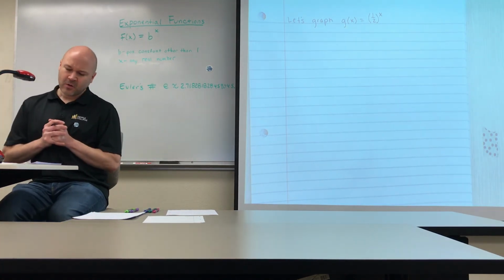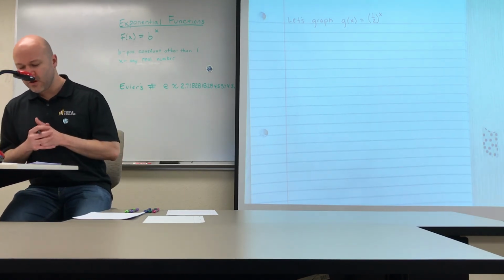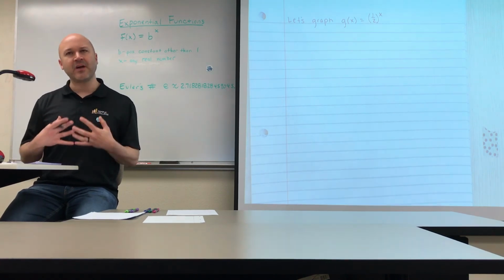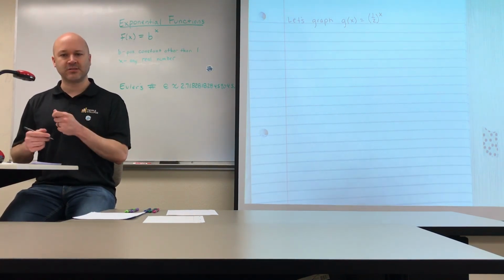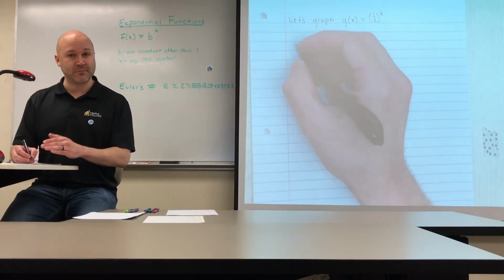Well, I'm going to treat this like a new graph I've never seen before. So again, I'm going to try to get the shape, the idea of this. So I'm going to plug and chug some numbers. Again, I'm going to choose values close to the origin, -2 to +2.